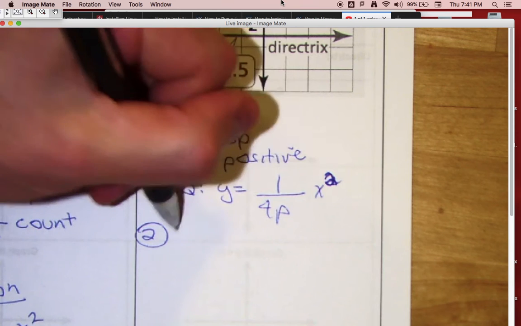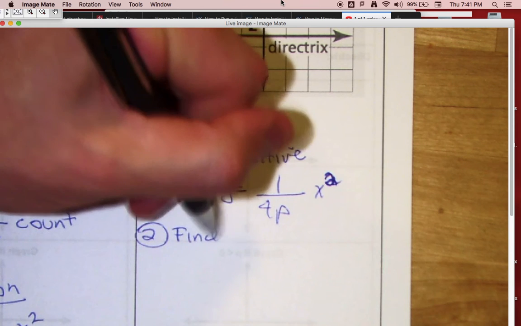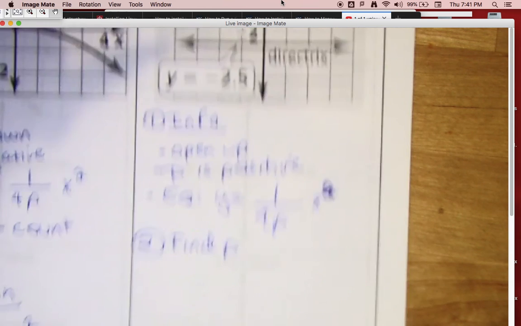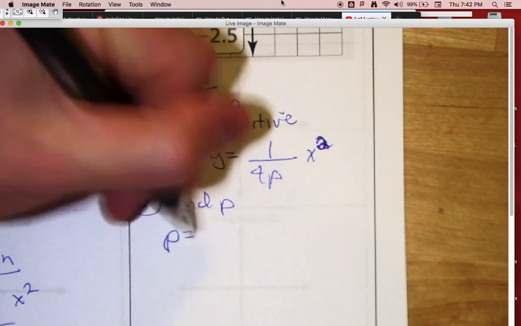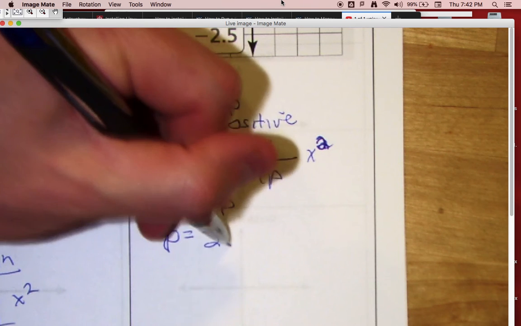Step 2, we're going to find p. We're going to count once again. 1, 2, and a half. P equals 2.5.